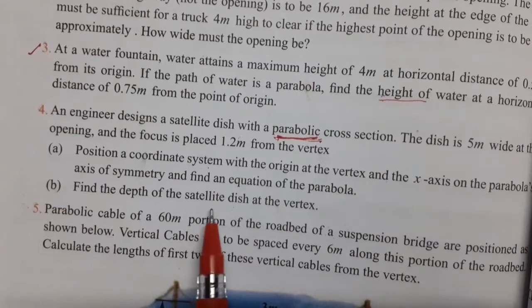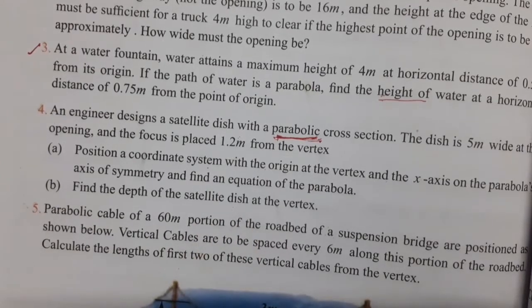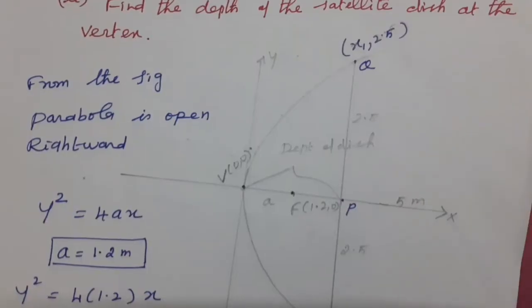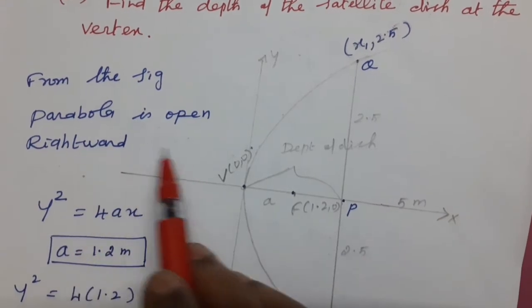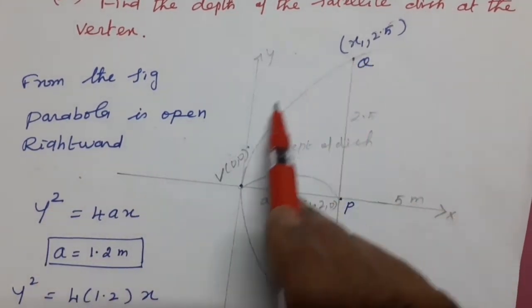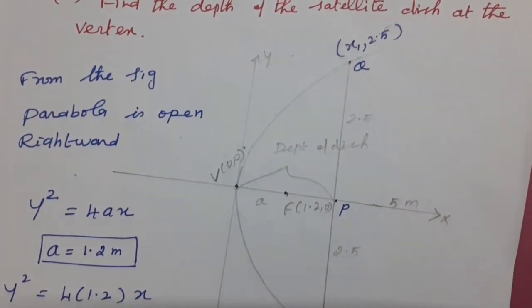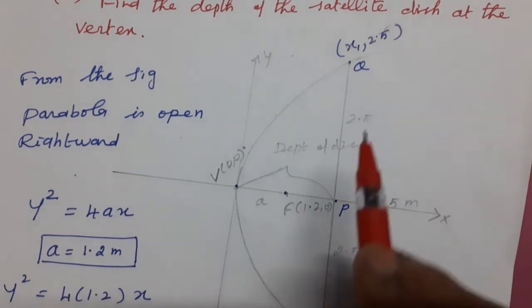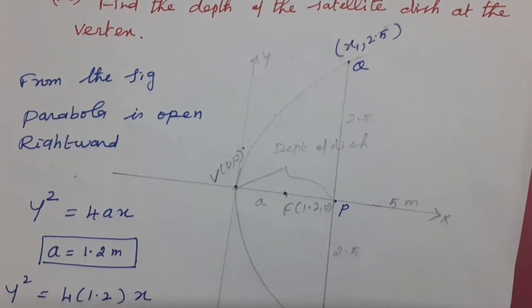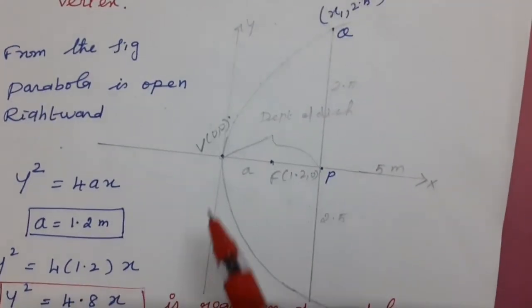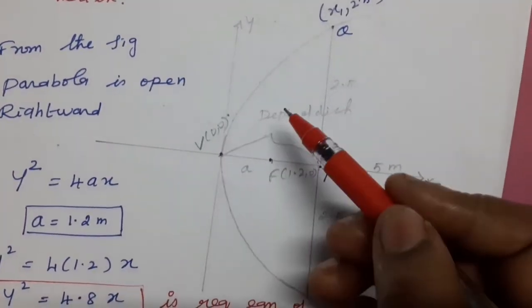Next question, find the depth of the satellite dish at the vertex. Now listen, from the figure, or otherwise from the given data, the parabola opens rightward. What is the vertex? The vertex is nothing but the origin.